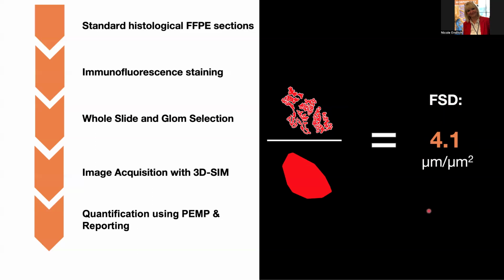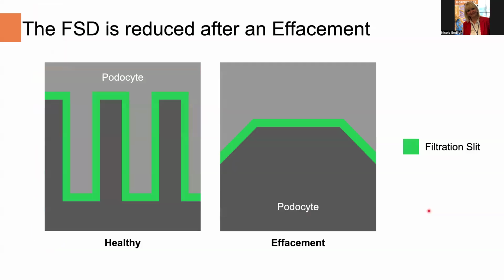What is the background of this FSD? I would like to show you this in this example. If the FSD value is reduced, then you have an effacement. You can explain it here with this cartoon. If you have a healthy situation, with interdigitating podocyte foot processes, then you have a very long filtration slit in between.